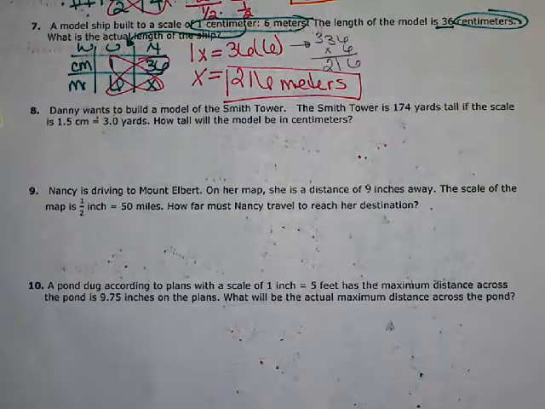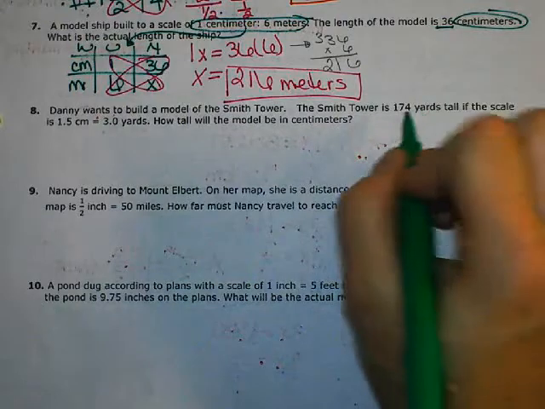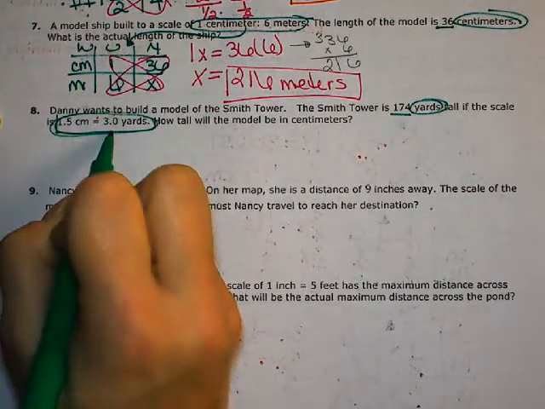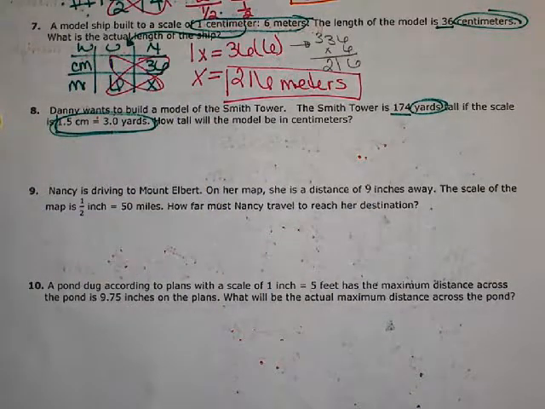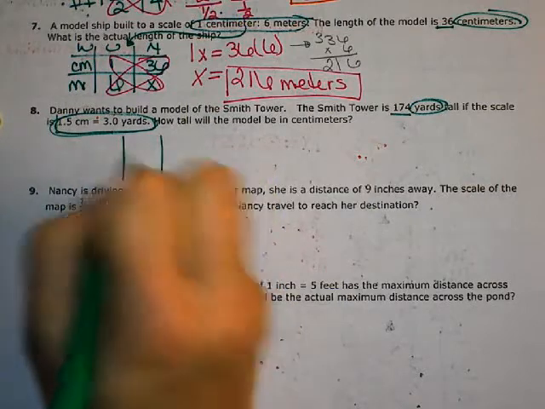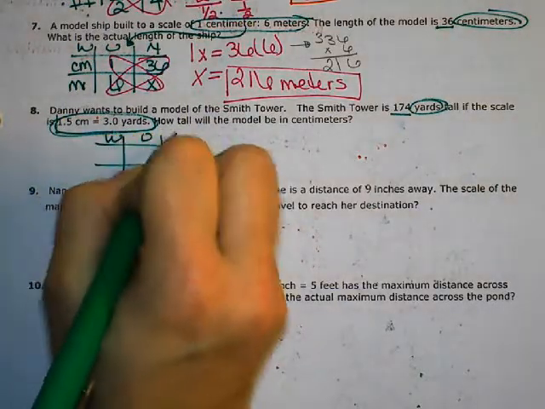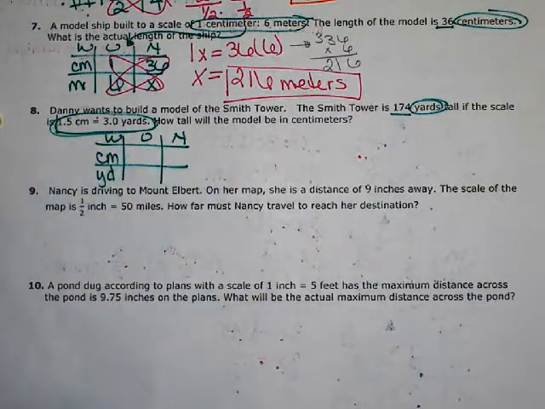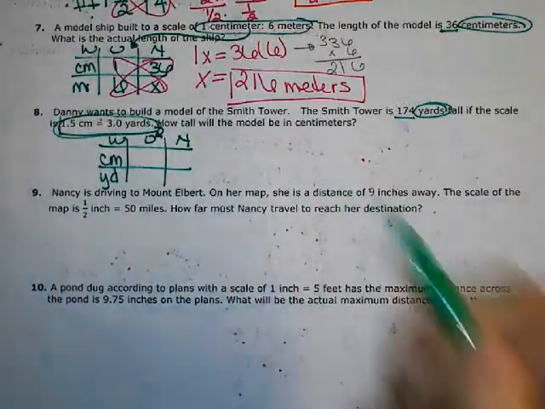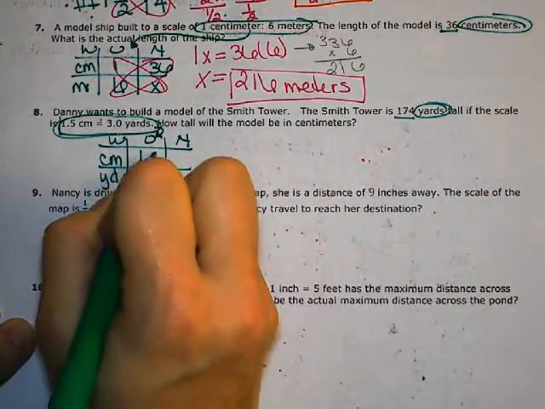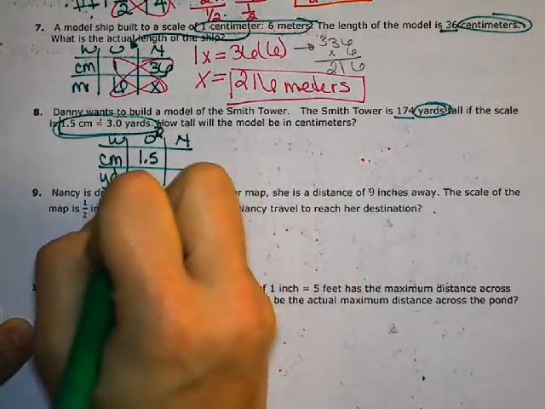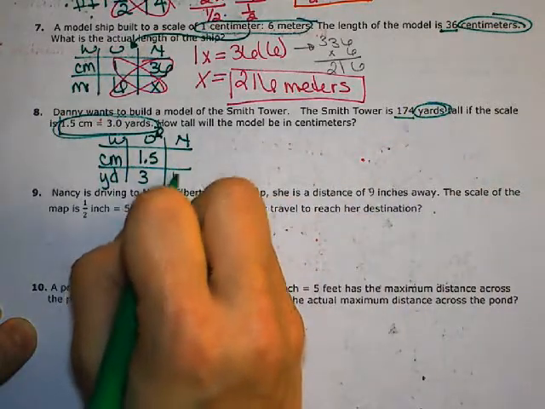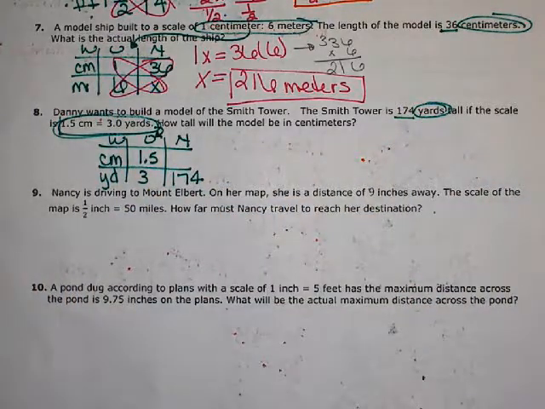Let's see what we can do with number 8. Danny wants to build a model of the Smith Tower. The Smith Tower is 174 yards tall if the scale is 1.5 centimeters to 3 yards. How tall will the model be in centimeters? Well, we're going to set up our table. Keep my words as my units. It's centimeters to yards. My original is the scale. So I'm going to keep my 1.5 centimeters with my centimeters and my 3 yards with the 3 yards. They told us previously that it was 174 yards tall.